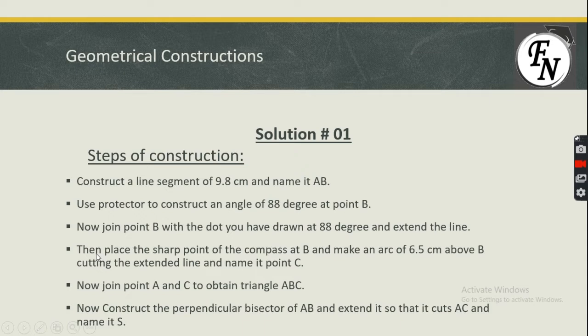After that, we need to place the sharp point of the compass at B and then make an arc of 6.5 centimeters above B, cutting the previous extended line, and then we will name it C. Then we will join AC to obtain triangle ABC. After that, we go to the second part, which is to construct a perpendicular bisector of AB, and then extend it to cut AC and name it point S. So let's see the construction on a piece of paper.